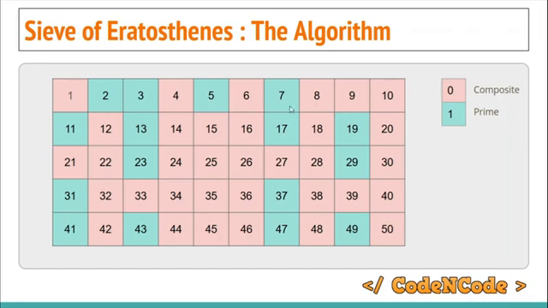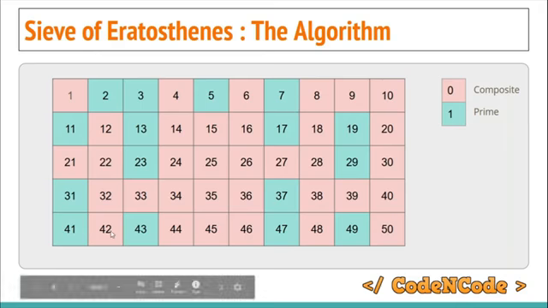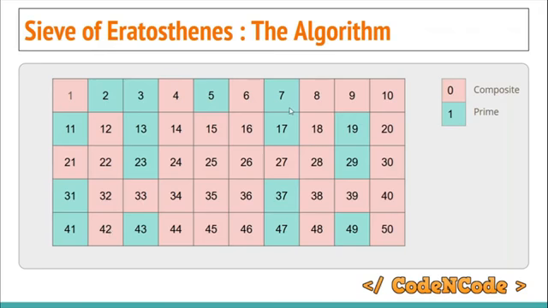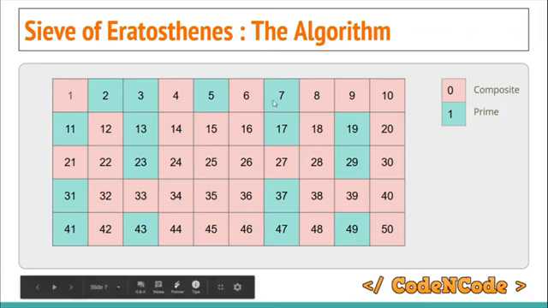We reach 7. Now 7 is a prime number, and the second, third, fourth, fifth and sixth multiples of 7 are already colored, so we have to start from the 7th multiple of 7, that is the square of this prime number, that is 49. So we start from 49, and from there on we mark all the multiples of 7 as 0. So 49 is marked 0 and there are no other multiples of 7 ahead of 49.